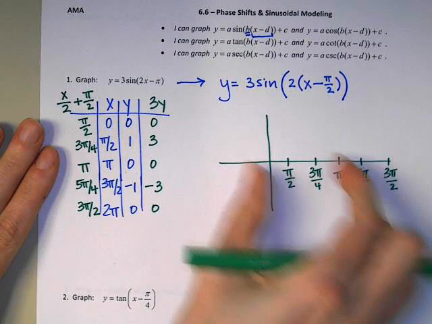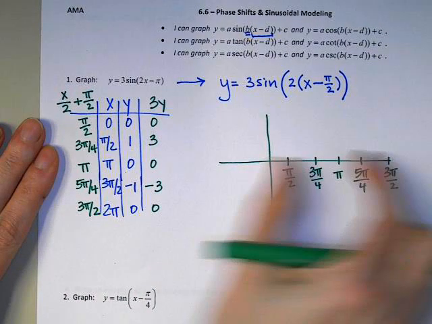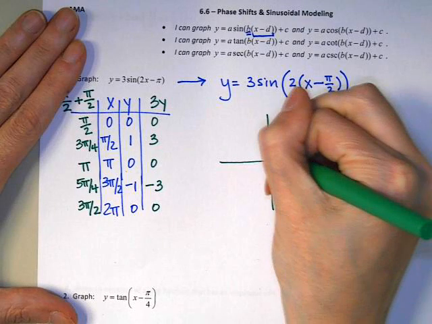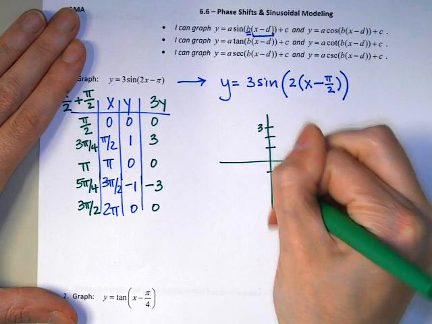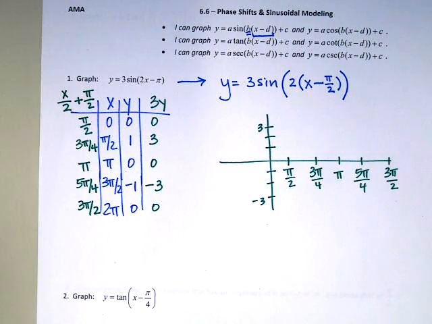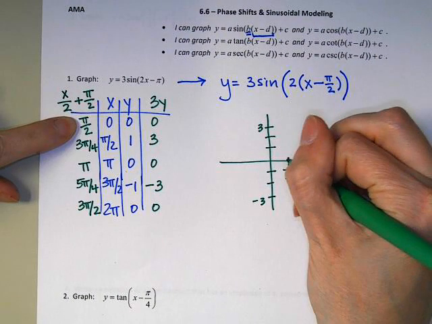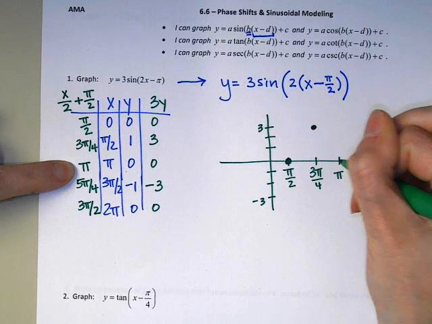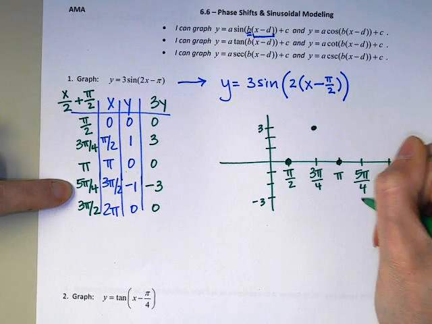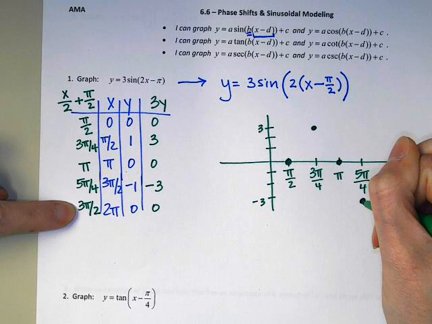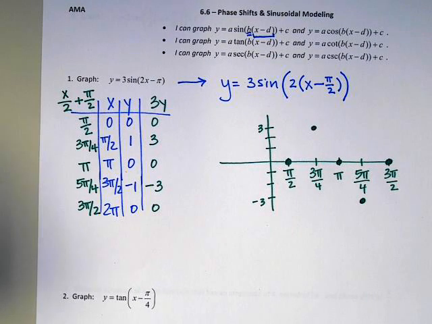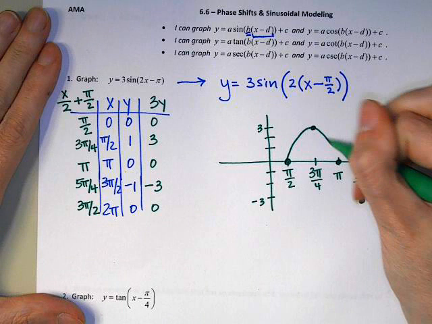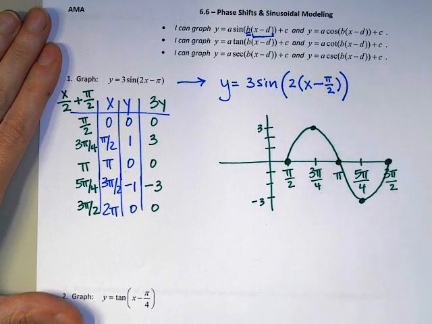Okay, so that's that shift. Instead of starting at 0, we're starting at pi over 2. And then the highest we go is 3, and the lowest we go is negative 3. And then, yeah, just plot your points. Pi over 2, comma 0, 3 pi over 4, comma 3, pi, comma 0, 5 pi over 4, comma negative 3, and 3 pi over 2, comma 0. And there you go. That's your beautiful sine curve that just got shifted and stretched.